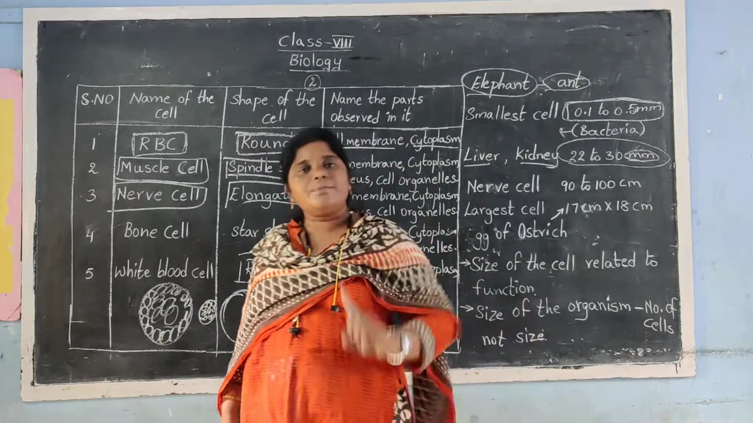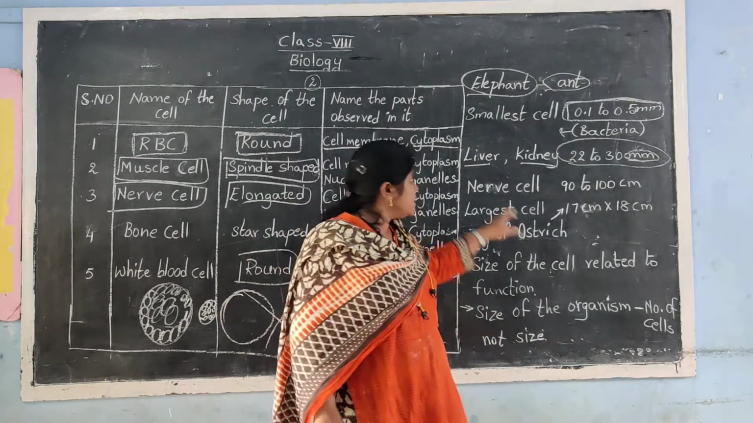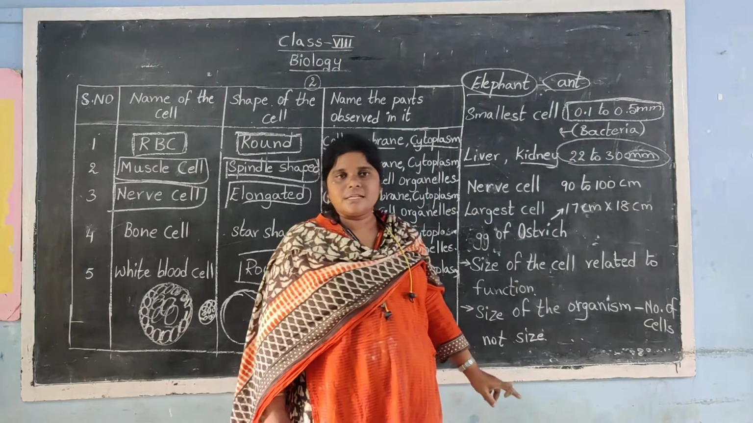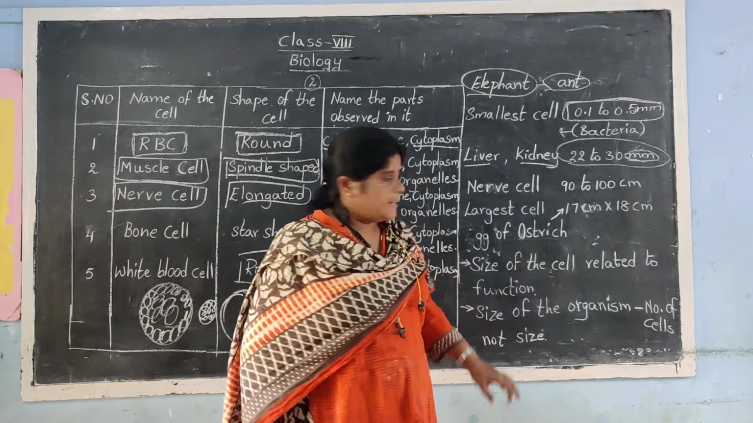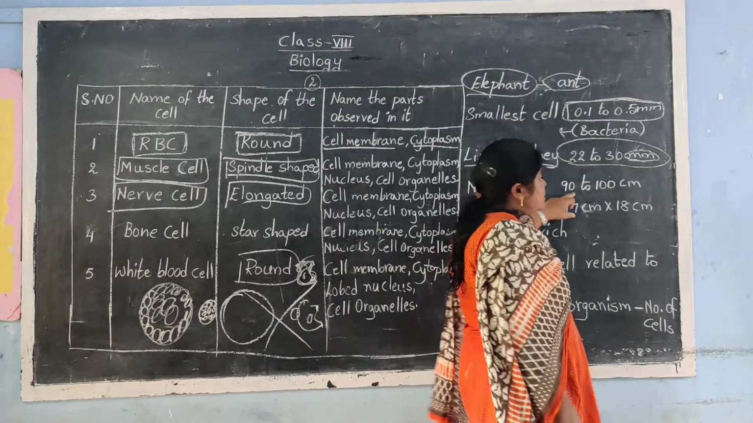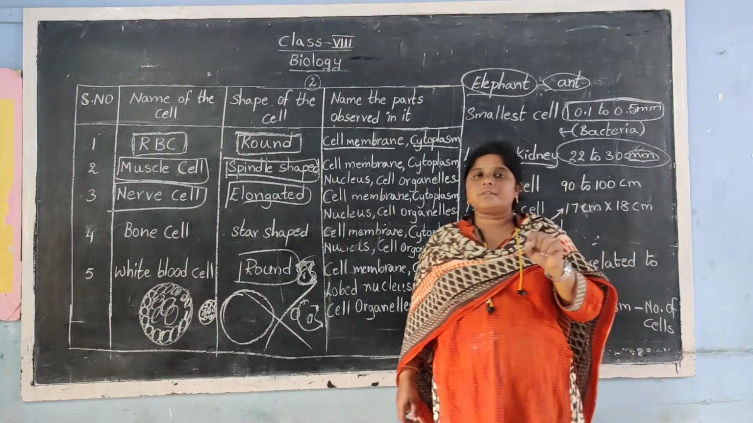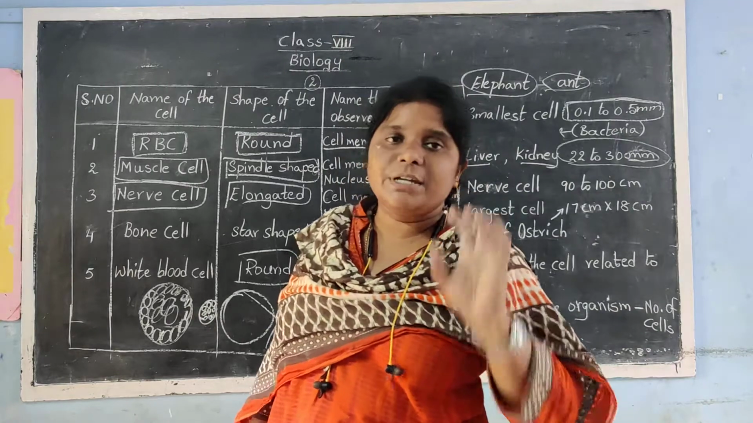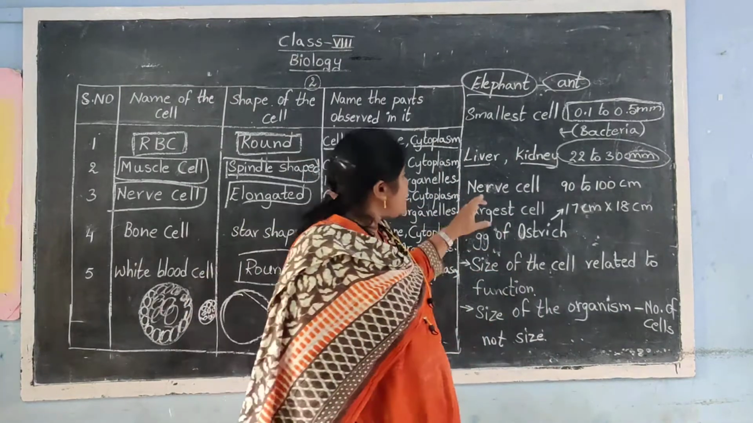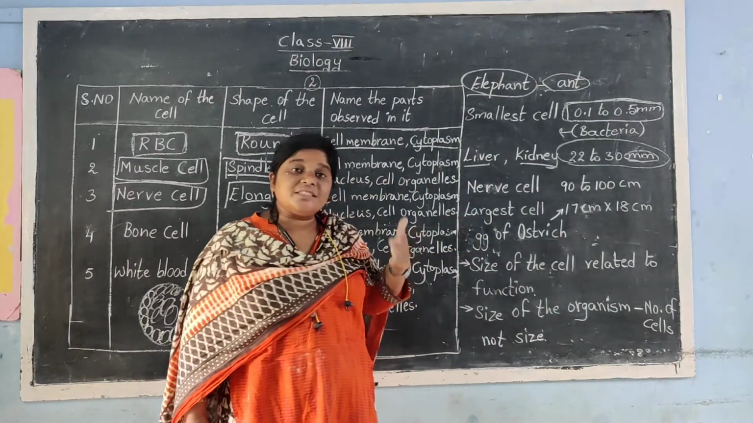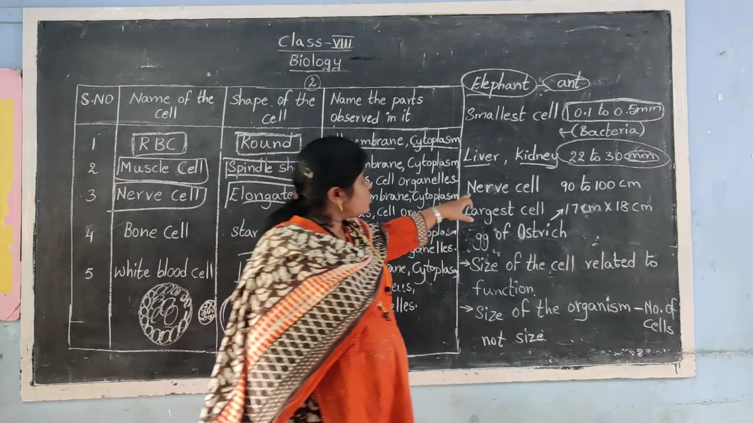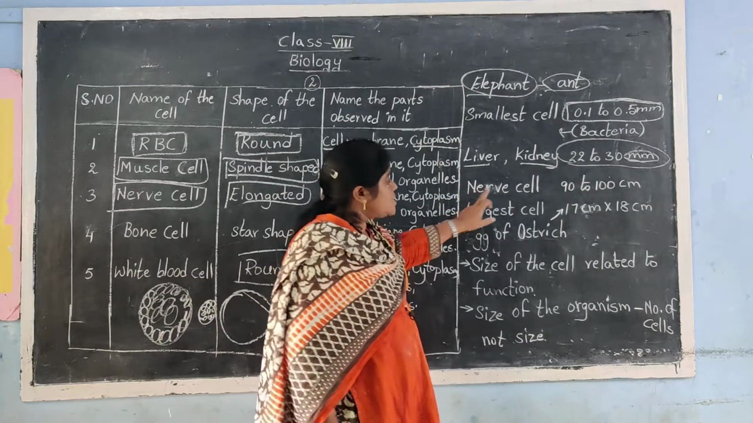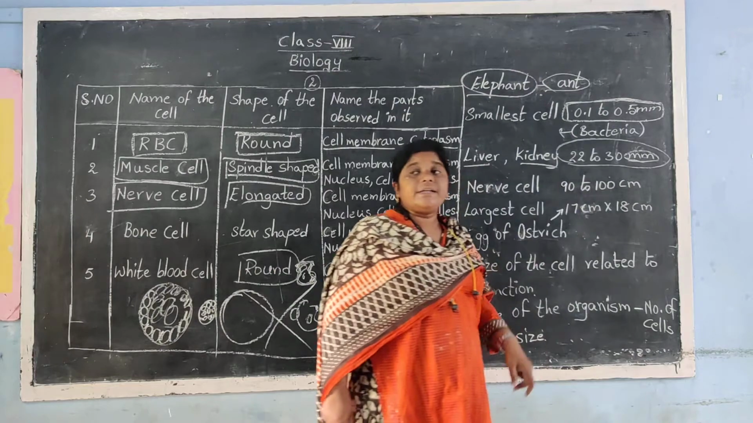The good example for the longest cell is the nerve cell. The nerve cell is 90 to 100 centimeters. So by this we can understand that there are cells which can be seen with our naked eye, such as the nerve cell, which is about 90 to 100 centimeters.